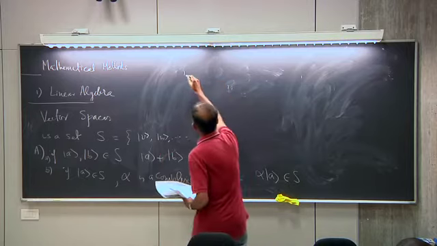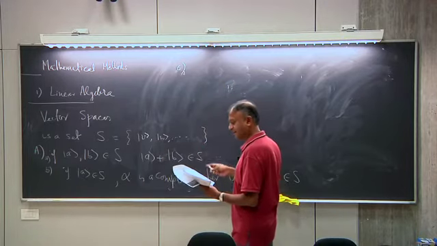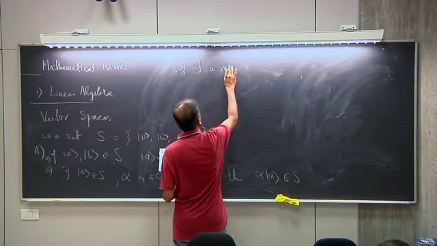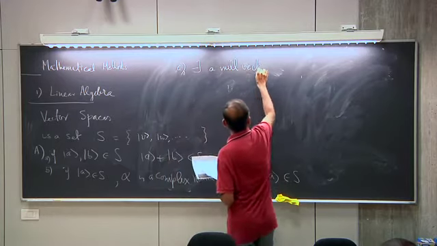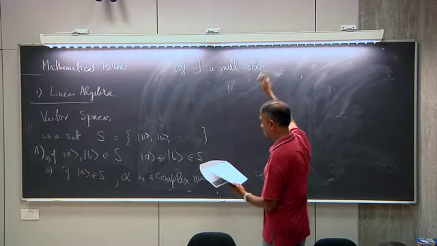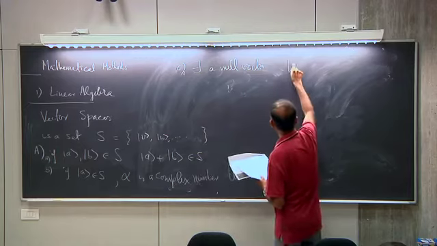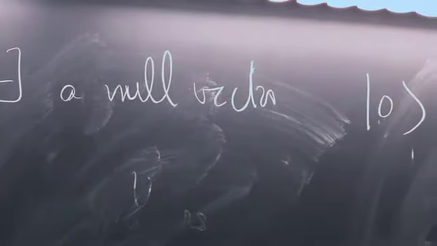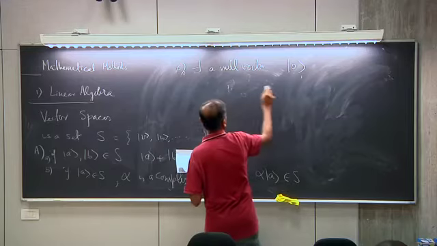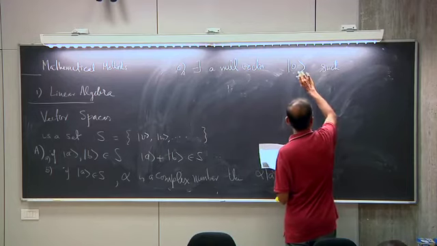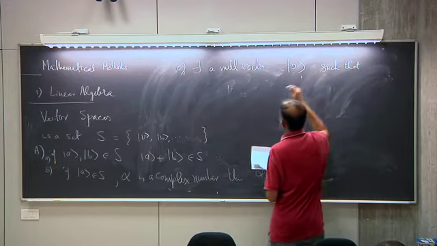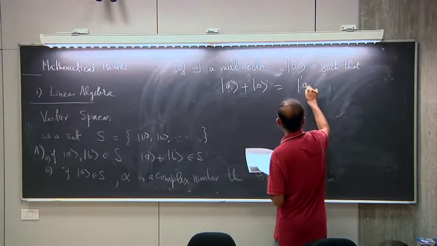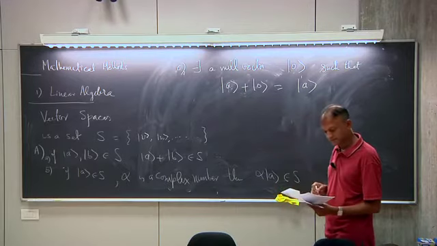Then the third one, C, is that there exists a null vector. Since I'm using this notation, I will denote this by 0. This will be the null vector. The property of it, and this is the definition, is that for any vector A, you add 0, you get again A. That's the definition.